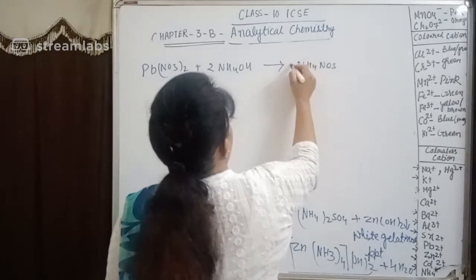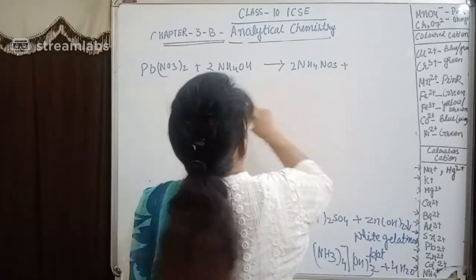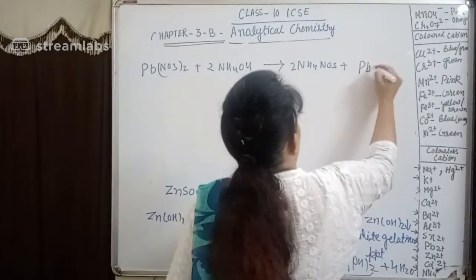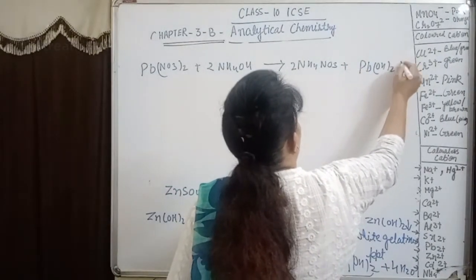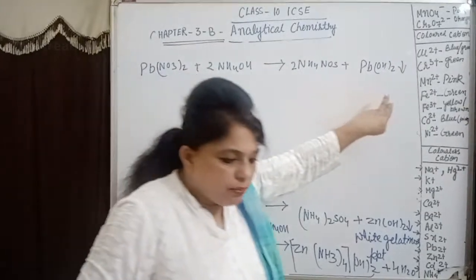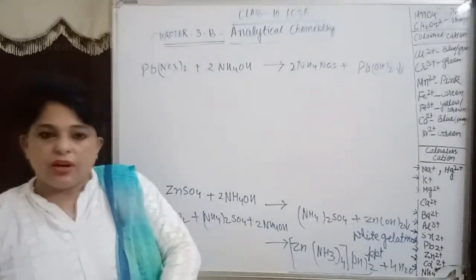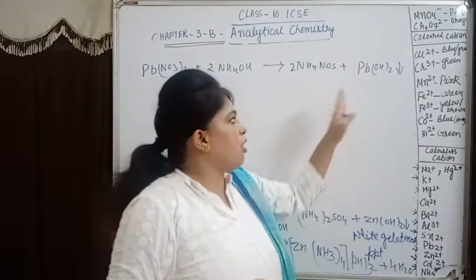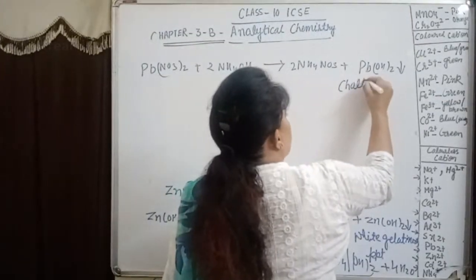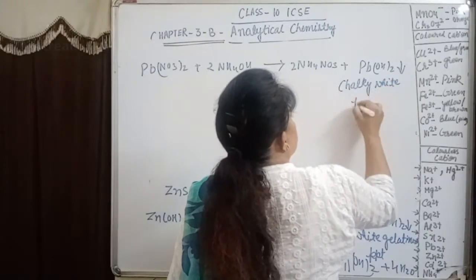So 2 NH4NO3 plus, now we are going to get Pb(OH)2. Once again the precipitate will be formed. Clear? The precipitate of what? Lead hydroxide. And what is the color of lead hydroxide? Chalky white precipitate. So we are going to get chalky white PPT.